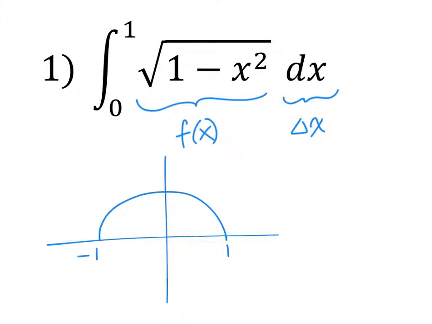So from 0 to 1 means this region here. And this is a half circle, so the radius is 1. So what is that area? 1 over 4 pi r squared. And in this case, what is r? 1. So this is pi over 4.